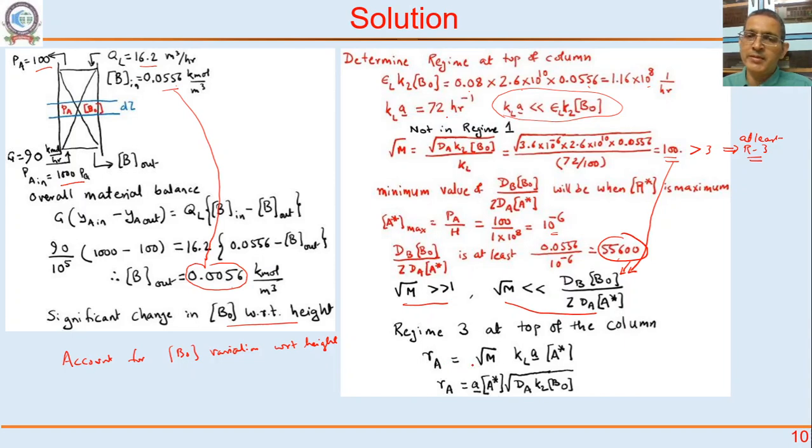So rate of reaction is root m into KL into A star, which is A bar A star root dA K2 B naught. This is the rate expression at the top of the column.